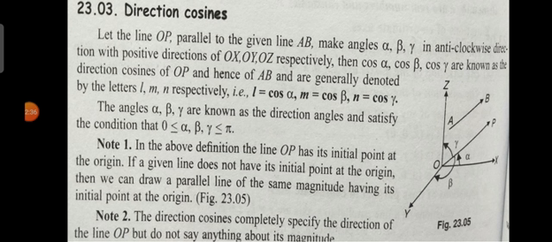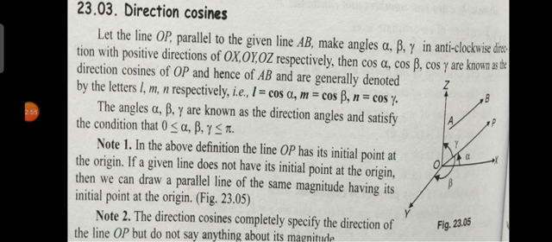And they always satisfy 0 less than or equal to alpha, beta, gamma less than or equal to pi, because the angle lies between 0 and pi. That is the reason.